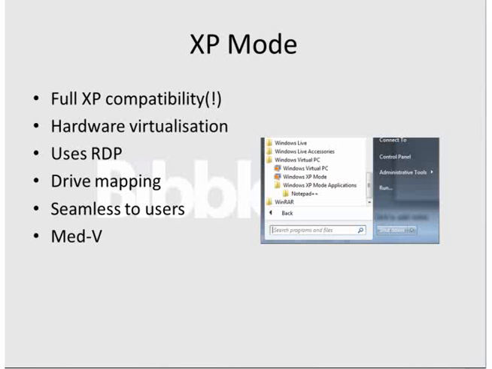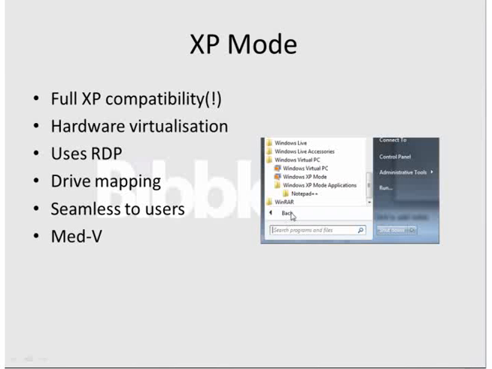Okay, so as a last resort, we've got this thing called XP mode. XP mode is pretty much able to guarantee full Windows XP compatibility, and it's able to do that because it runs the application inside a fully featured copy of Windows XP. In order to do that, you need to have hardware virtualization on your computer, so that means you need to have one of the newer processors that's got virtualization extensions as part of them, and make sure they're enabled in the BIOS. You also need to have Windows 7 Professional or higher.